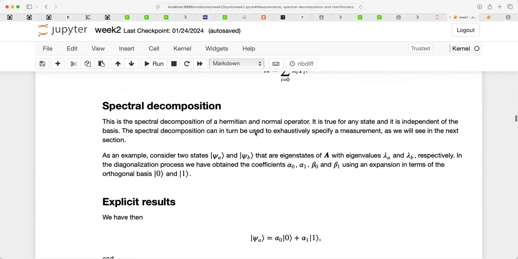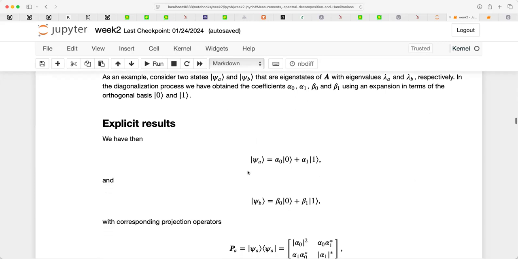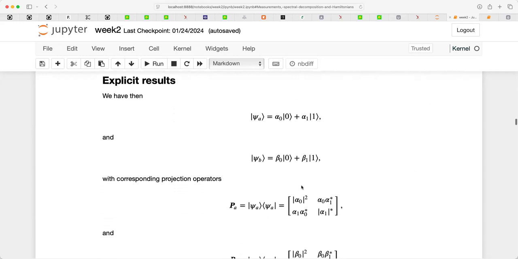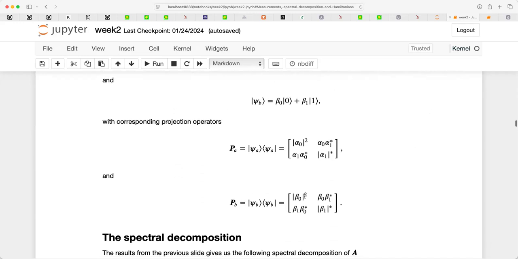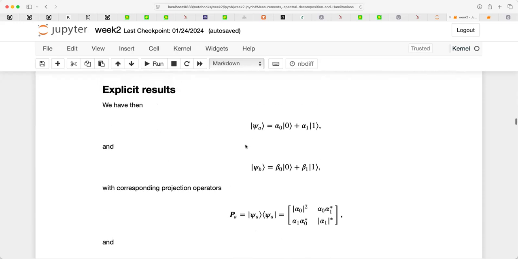So in the examples here, you will find some explicit examples. If you take this state psi of A, which is a linear combination of 0 and 1, and psi of B, which is a linear combination of these two, we can then construct this matrix, which is an outer product, a projection operator, which is given like this. And if I do the same thing with state B, I have another projection operator. Then I can act with P of A on these specific states.